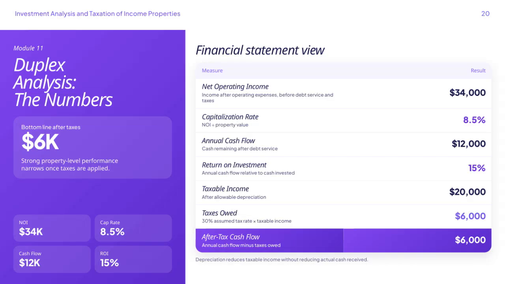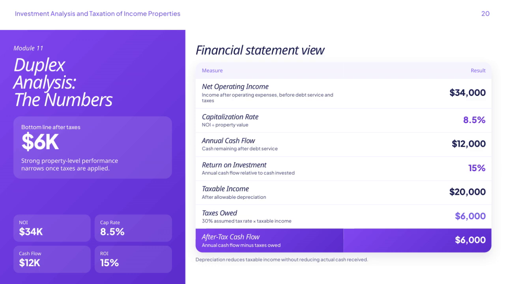Now, let's break down the financial performance of this duplex investment and how taxes impact the bottom line. The net operating income, or NOI, is $34,000. This figure represents the income generated after covering operating expenses, but before any debt service or taxes are taken out. The capitalization rate, which is the NOI divided by the property value, comes in at 8.5%, indicating the property's return relative to its price. Annual cash flow, what's left after paying debt service, is $12,000. When you look at return on investment, or ROI, which compares the annual cash flow to the amount of cash invested, it stands at a solid 15%.